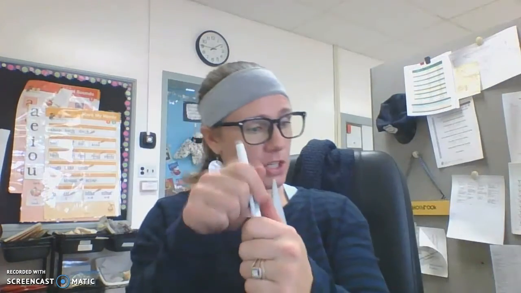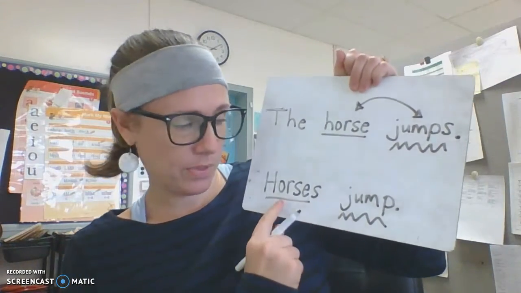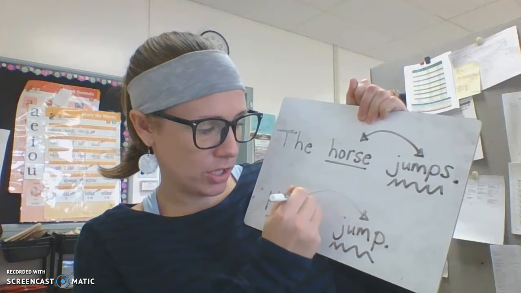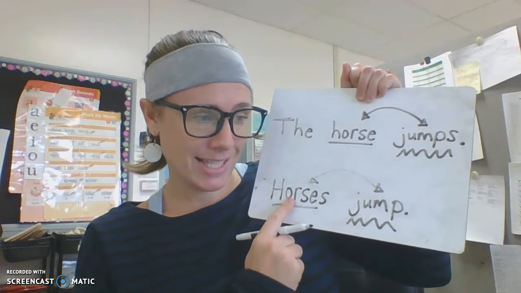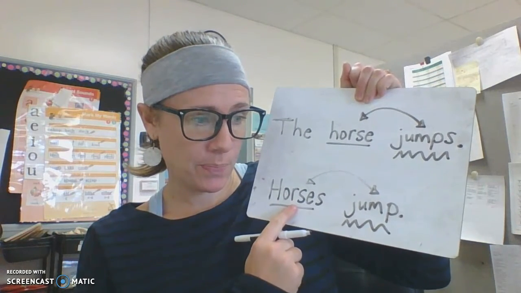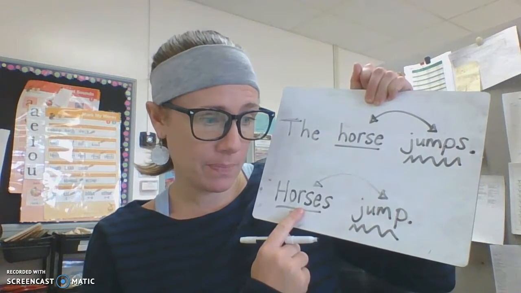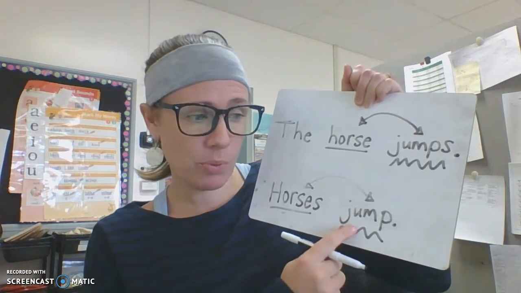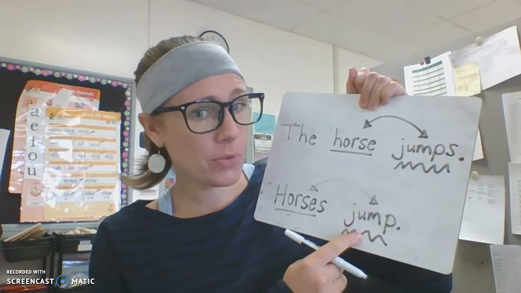Let me show you something else. I'm going to change it a little bit. Ready? Okay, what does our sentence say now? Horses jump. And I'll go ahead and show the action. Is this subject word singular or plural? Plural, there's more than one. So because the subject word is plural, the predicate, jump, has to reflect.